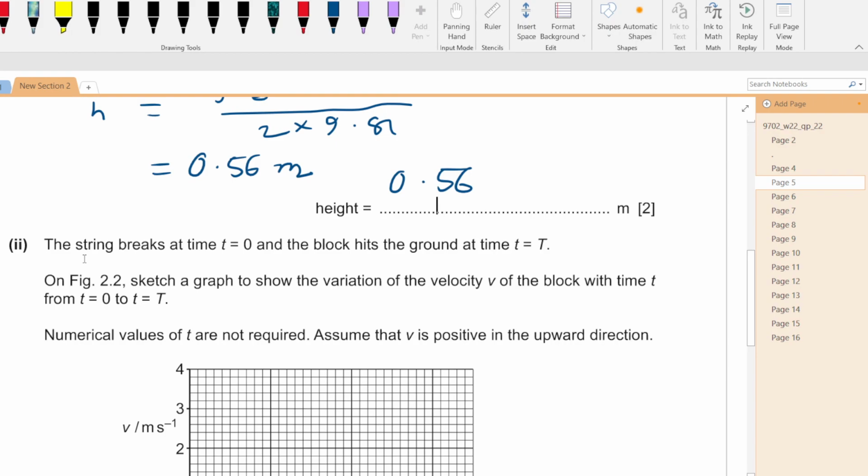At part 2, the string breaks at time t equals 0, and the block hits the ground at time t equals T. On figure 2.2, sketch a graph to show the variation of velocity of the block with time t from t equals 0 to t equals T. Numerical values of T are not required. Assume that v is positive in upward direction.